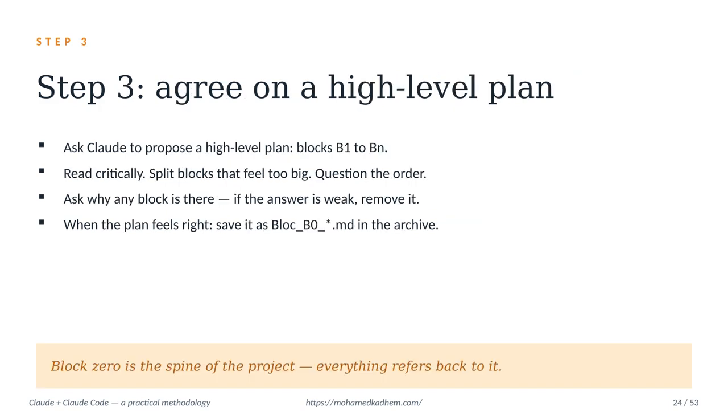Once the clarifying exchange has settled, ask Claude to propose a high-level plan, a list of blocks of work, from block 1 to block N, with a short description of what each block produces. Read the plan critically. Does block 1 feel too big? Split it. Does the order make sense? Propose a different one. Is there a block whose value you do not understand? Ask why it is there.